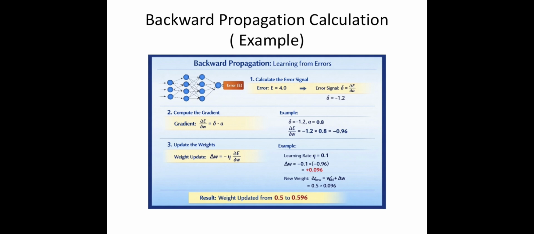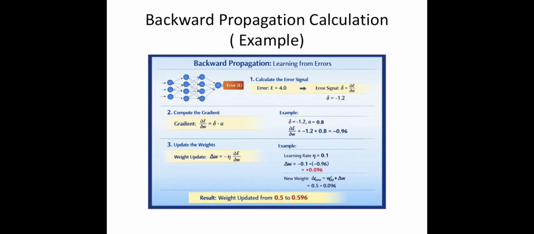Then step 3, update the weights. Finally, we update the weights using the gradient descent algorithm. The formula is delta weight equals negative learning rate times the gradient. With a learning rate of 0.1, delta weight equals plus 0.96. If the old weight was 0.5, the new weight becomes 0.596.